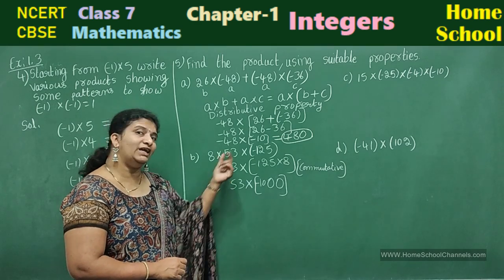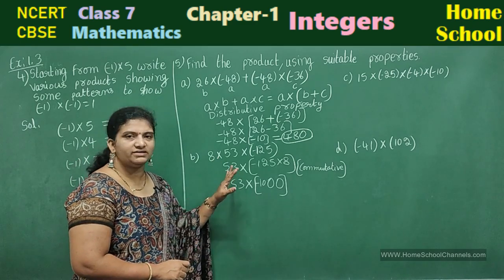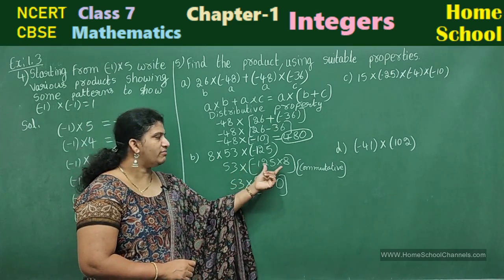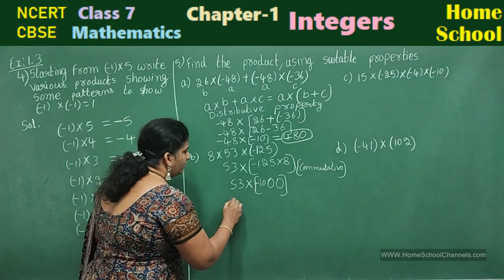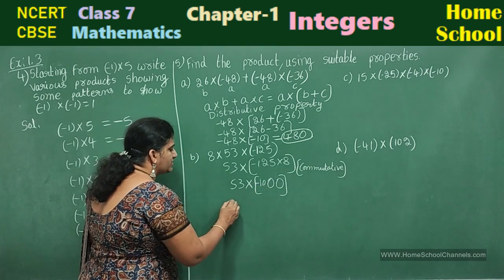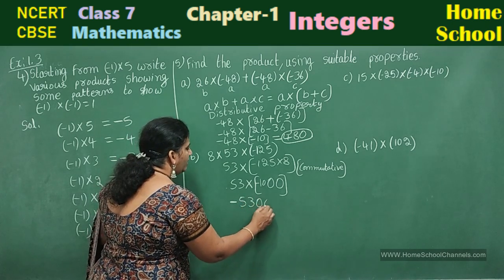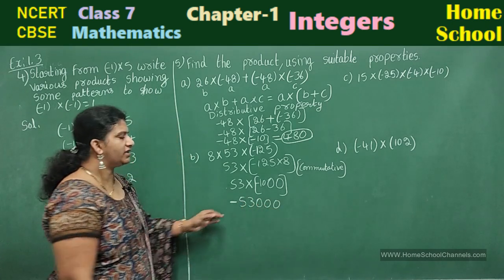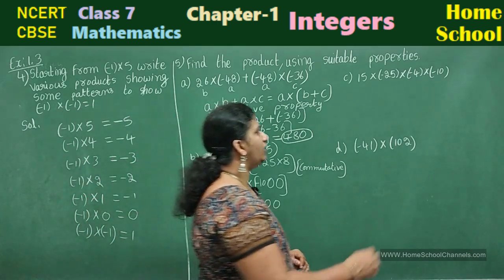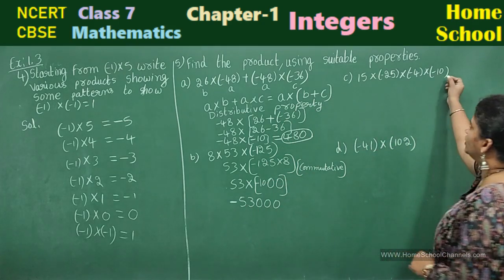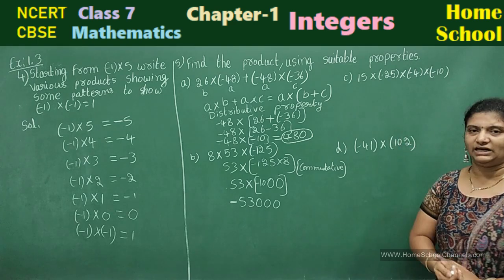Associative, A into B into C. Anyway, you can say. So let me write this as commutative. And these two numbers if you multiply, we get minus 1000. Now these two you multiply, 53 into minus 1000, plus into minus minus, 53 into 1000 is 53,000. Minus 53,000 is your answer. Next, C, 15 into minus 25 into minus 4 into minus 10. So here again 4 numbers are multiplied.